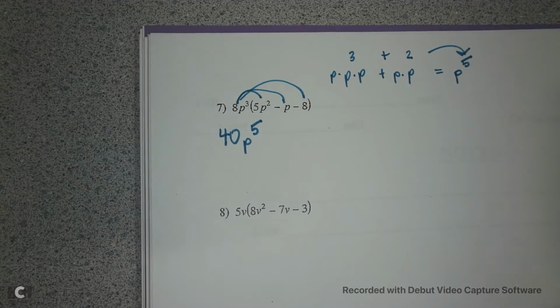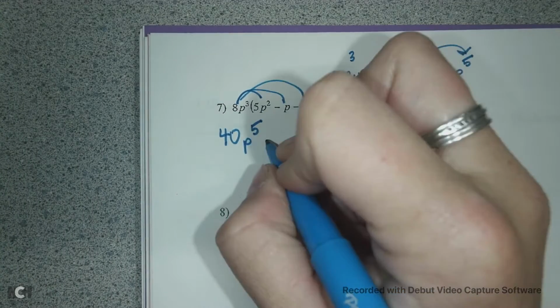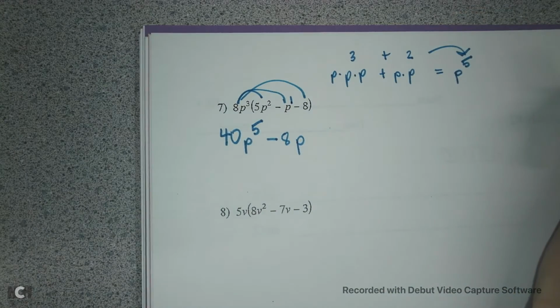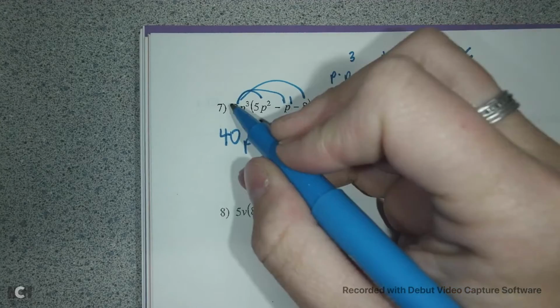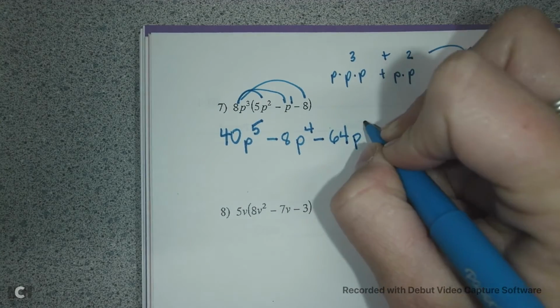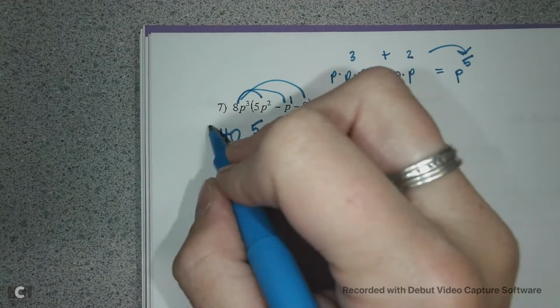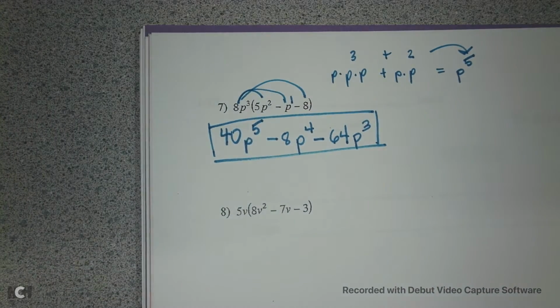So p to the 5th, and then again I multiply my like terms, so 8 times negative 1 is negative 8, and then I have 1p here. Remember, if we don't have 1, there's a 1, and 1 and 3 make 4, and the last guy, 8 times negative 8 is negative 64, and then we just throw our little p cubed on at the end. Again, this is descending order, and nothing left to do because I have no other like terms.